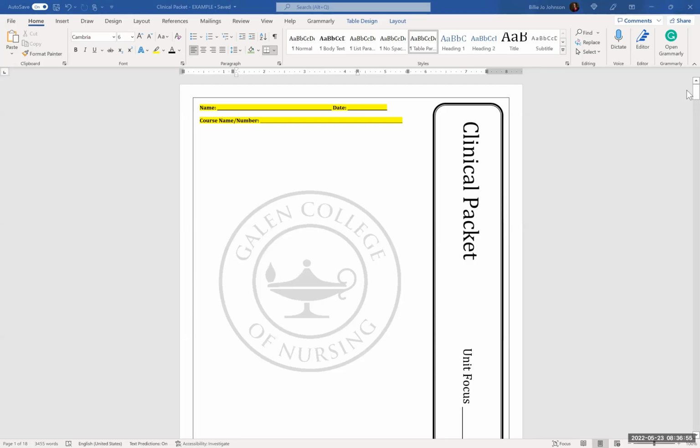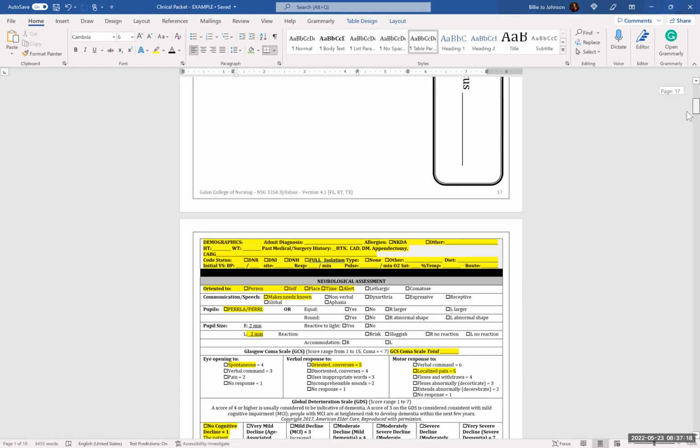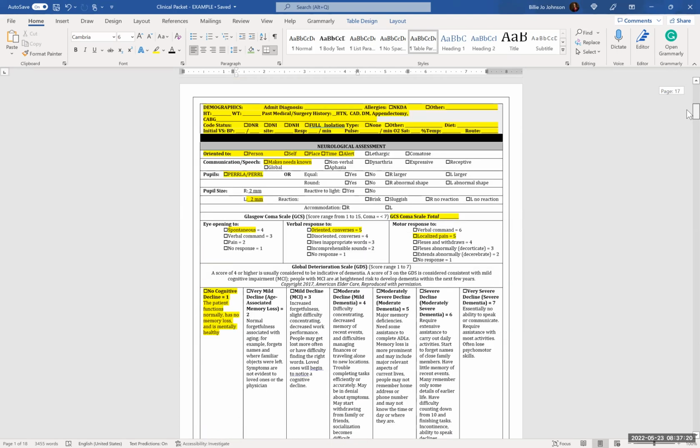Some may look a little different depending on what class you're in, but they're all basically the same. I want to start off by saying this clinical packet is based about 75% on your physical assessment. So you have to perform a physical assessment on your patient. Make sure your name, date, course name and number is on here. That's the first page.